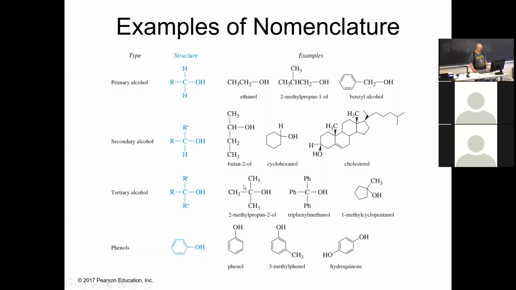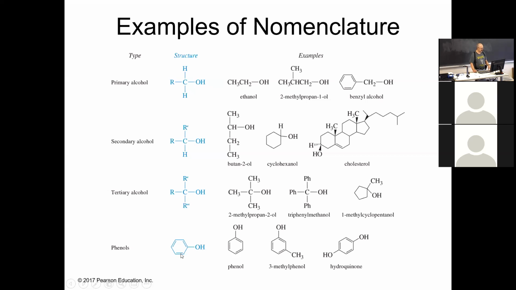Examples of tertiary alcohols. This is commonly tert-butyl alcohol. In the IUPAC system, it's 2-methylpropan-2-ol. Both the methyl and the alcohol are on carbon number 2. This one would be triphenylmethanol, where the Ph groups represent benzene rings. This is 1-methylcyclopentanol. We don't have to locate the alcohol, but we do have to indicate where the methyl is located.